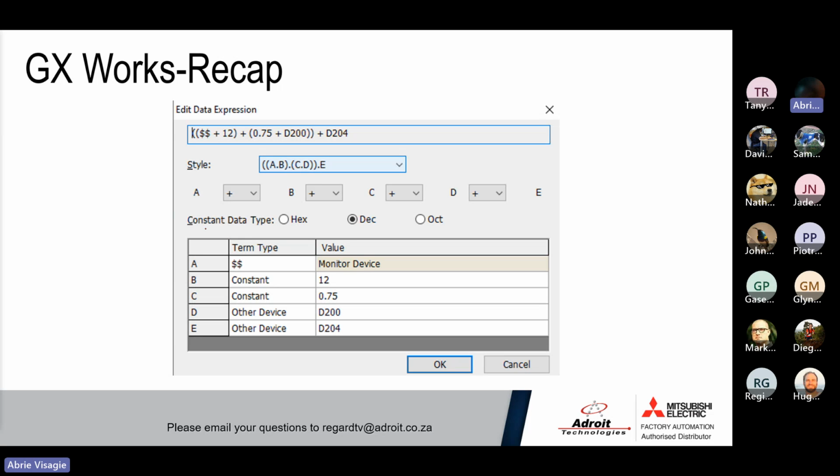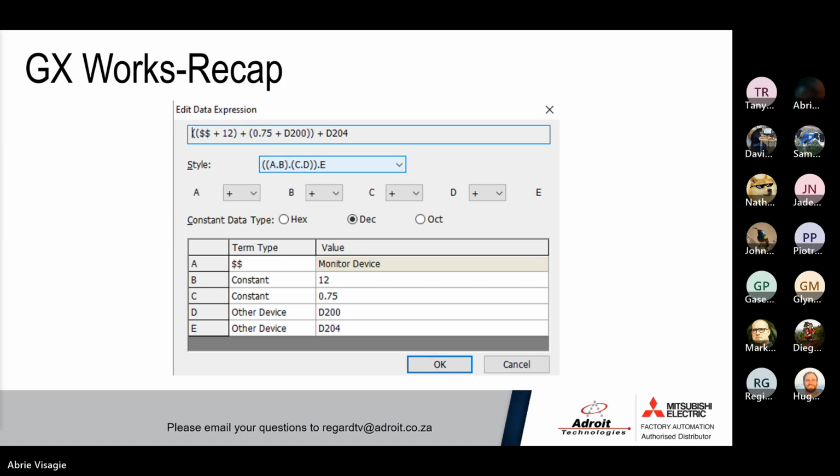Finally, we have the constant data type, which is how these values, these constants over here, are being read. Considering 12, if we had read this as an octal value, instead of 12, this would represent 10, or in hex, this would represent 18. Since the 1 would no longer be a decimal 10, it would be an 8 or a 16.